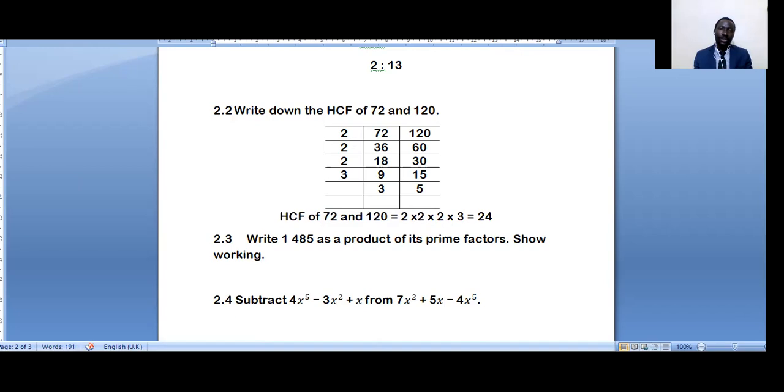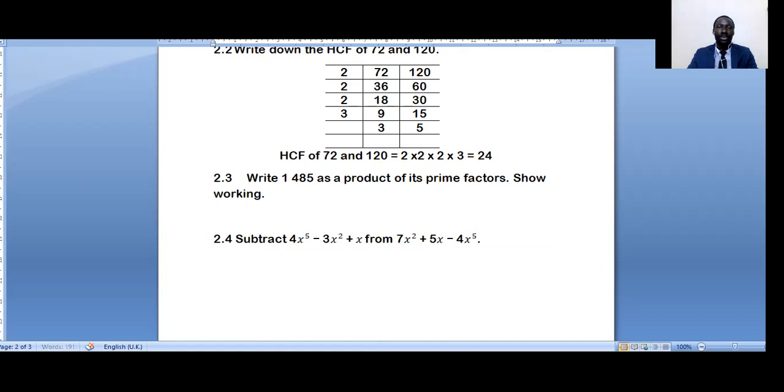You could also use what is called the factor tree. The factor tree can also work without any problem. But knowing how to get here is very important. Well, the calculator can easily give you the value, but sometimes you are required to show the steps clearly. And so this gives us 24 as the highest common factor of 72 and 120.